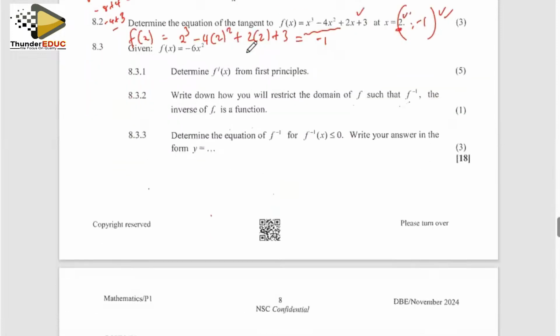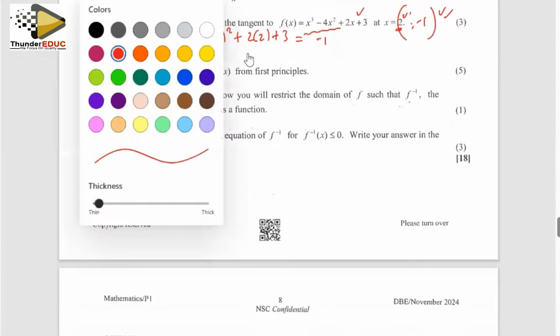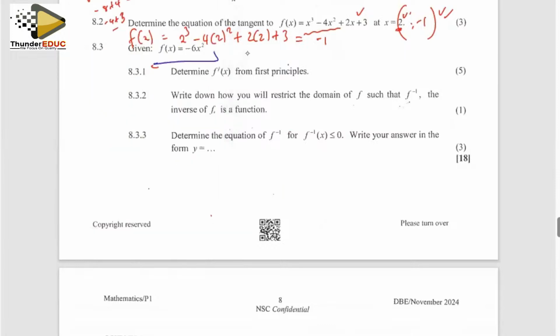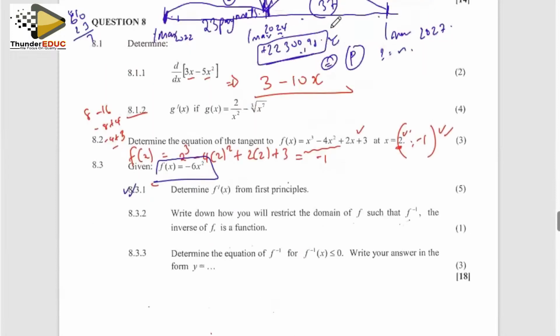All right, then 8.3. f of x is negative 6x squared. Okay, they want us to find the first derivative from first principles. This is usually the first question of calculus, but people wanted to confuse us.